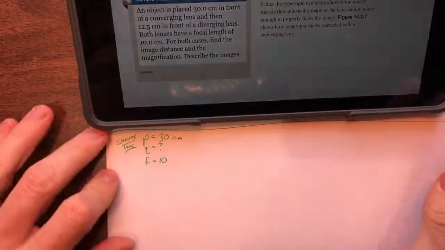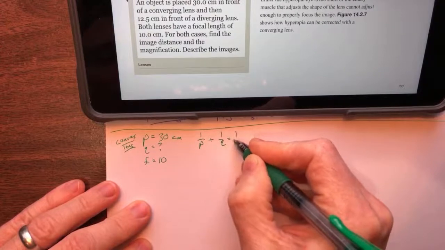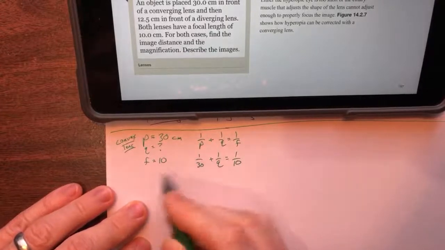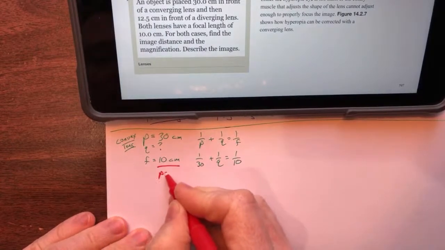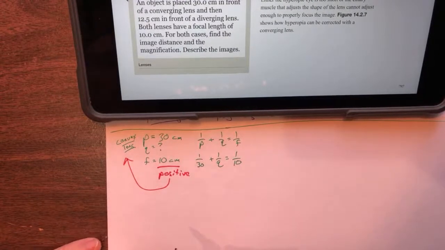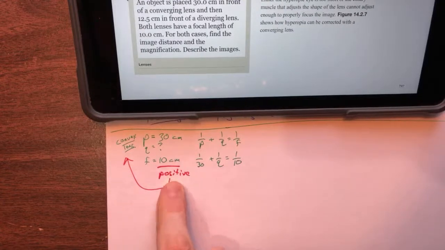So we have the same equation. Let's go ahead and solve it. 1 over P plus 1 over Q equals 1 over F. So we have 1 over 30 plus 1 over Q equals 1 over 10. Very importantly, this 10 is 10 centimeters, and 10 is positive. Why is it positive? Because this is a converging lens. Converging means it takes the light and focuses it into a point. We're going to see how a diverging lens works in the opposite way. Because it's converging, F is going to be positive.